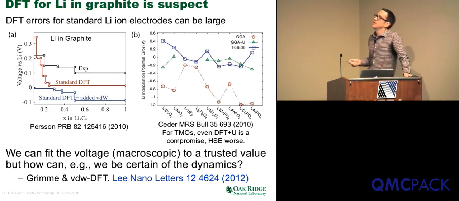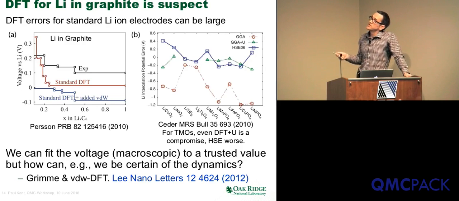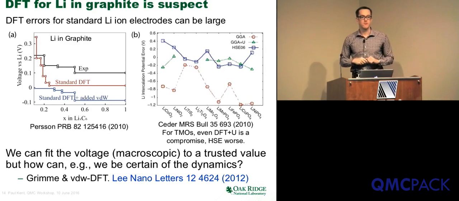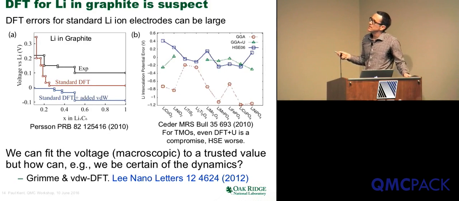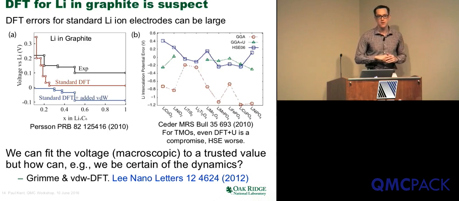So one thing that's known is that if we look at the voltage versus a reference lithium metal electrode against the amount of lithium in graphite, experimentally, there's a staging effect where we get a stair step as the lithium orders into different layers in the graphite. And if one does PBE-DFT, the standard DFT, you don't get the full staging, and you're off by a couple of tenths of an electron volt in this region. And this is quite hard to improve upon in a non-empirical way.